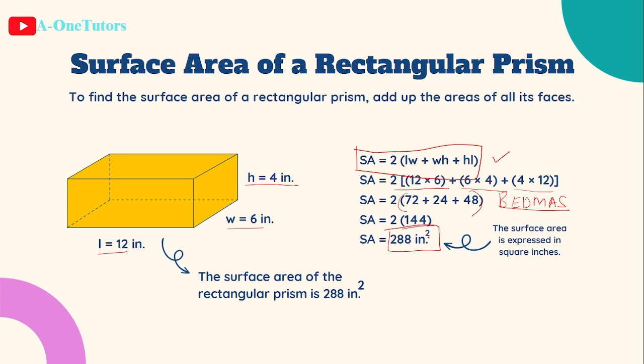Again, the unit for surface area will be squared. So whenever we are answering, the unit will be written alongside, we have square units to answer with. And then the final step would be to write your answer exemplified with a statement.